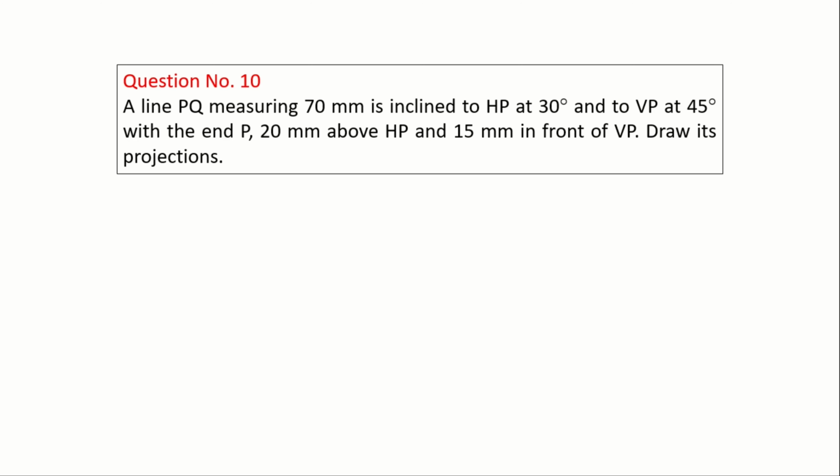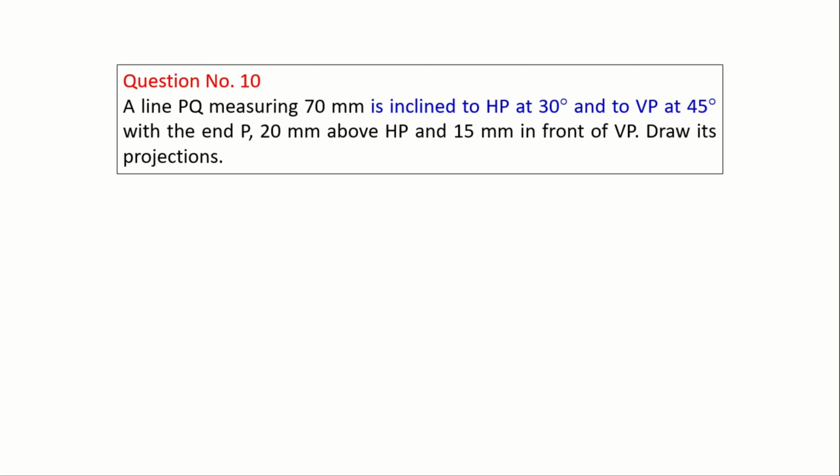The question given is: a line PQ measuring 70 mm is inclined to HP at 30 degrees and to VP at 45 degrees, with the end P 20 mm above HP and 15 mm in front of VP. Draw its projections. So here it is given the line is inclined to HP at 30 degrees and to VP at 45 degrees.